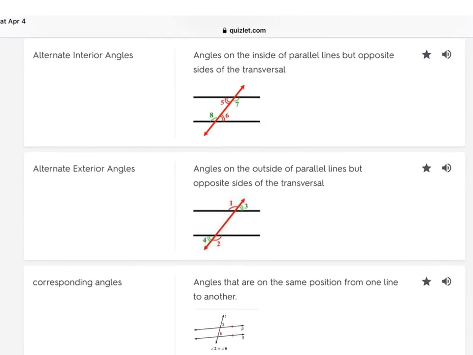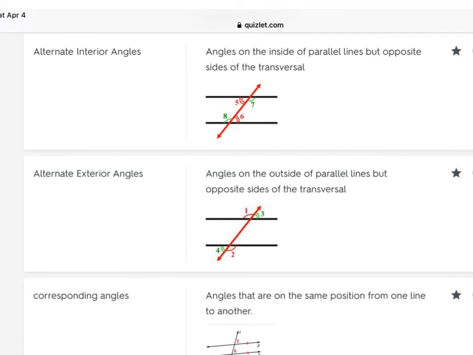Okay, your next set of terms, we have alternate interior angles. Angles on the inside of parallel lines. So the inside of parallel lines, but opposite of the transversal. The transversal is this red line right here. Okay, so if I were to highlight the inside of the parallel lines, see how that's inside the parallel lines.